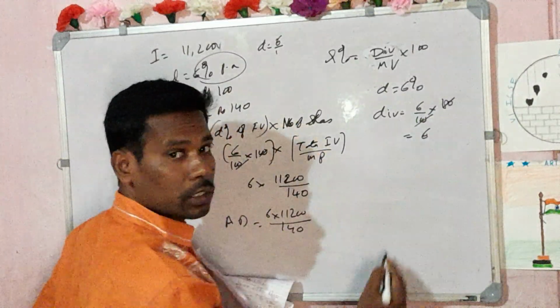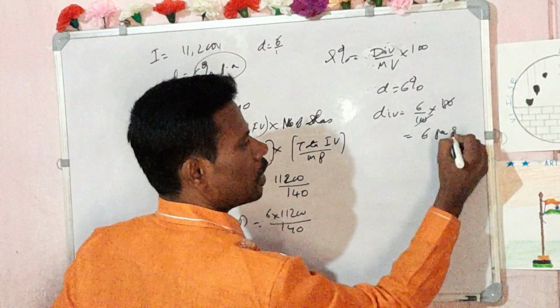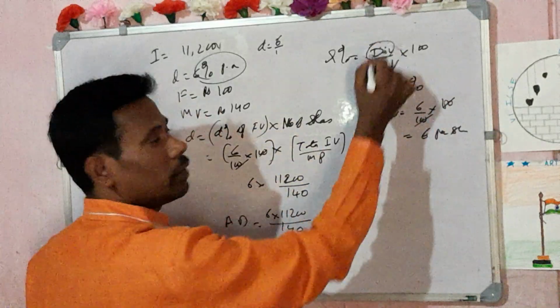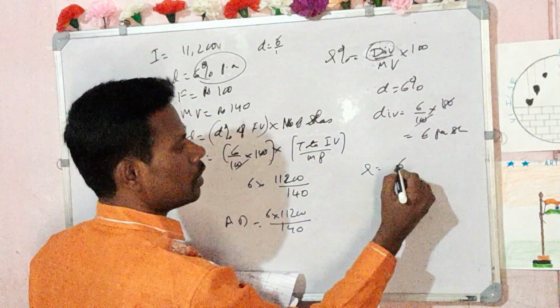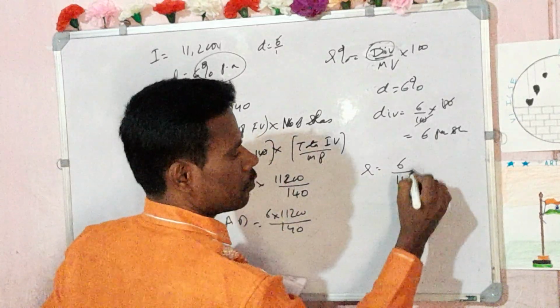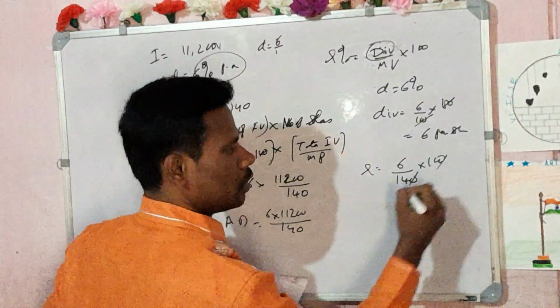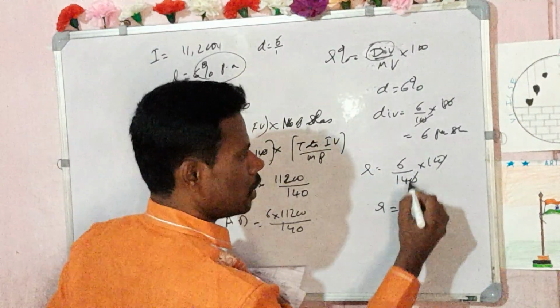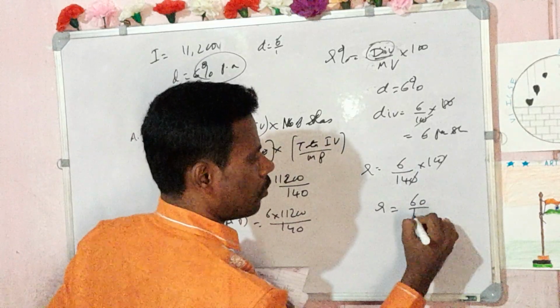So it is nothing but 6. Dividend is 6 per share. So this dividend is, we already got 6, by market value. Market value of each one is 140 into 100. So, cancellation. So rate is equal to 60 by 14.